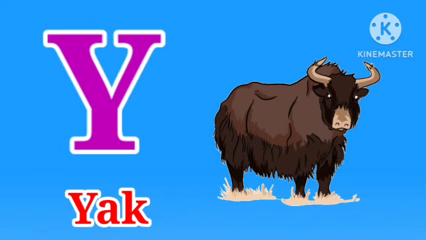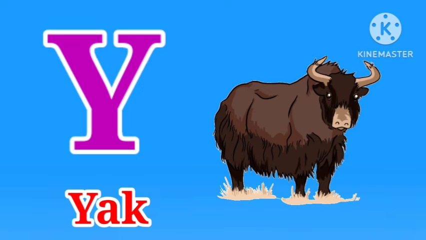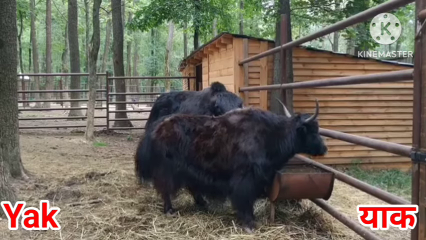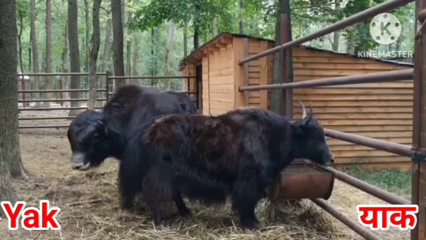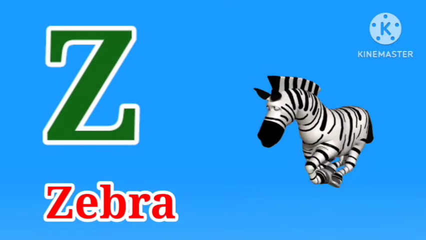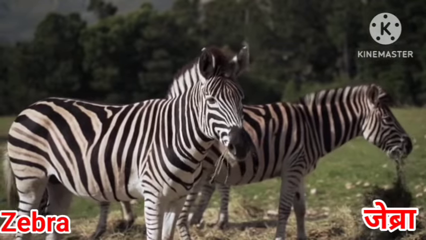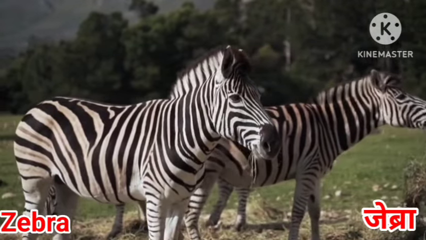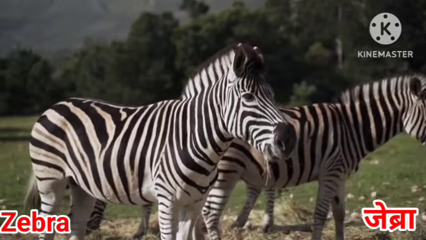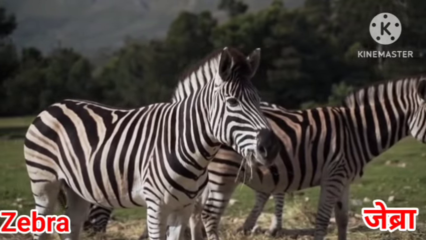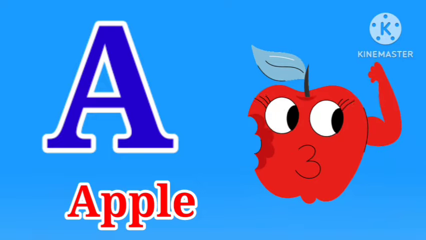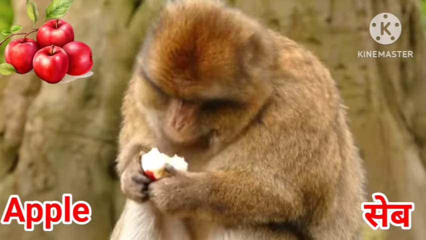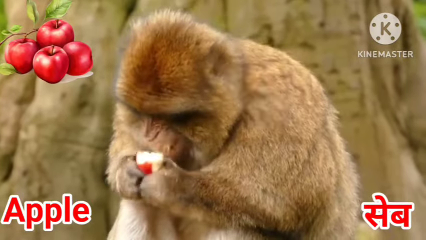Y for yak. Yak means? Yak. Z for zebra. Zebra means? Zebra. A for apple. Apple means? Sim.